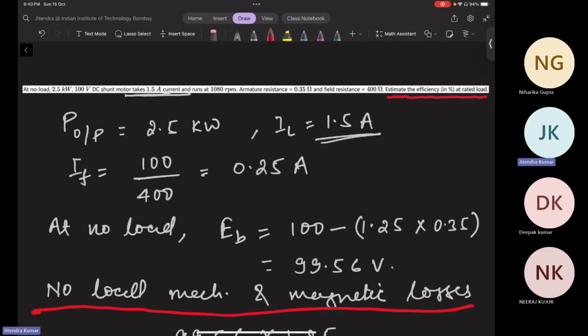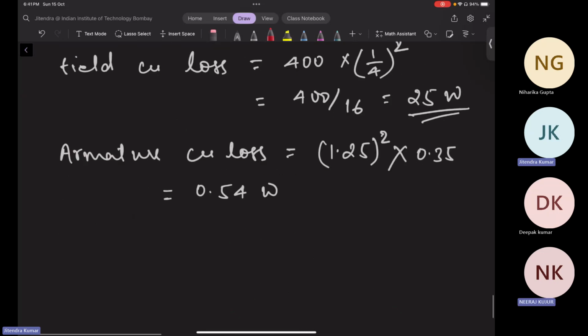But we don't know the rated current. Can we find that? Yes, sir. So what should be the way to find out that current? Rated power divided by voltage. So this will give the current. We will subtract the field current from it.